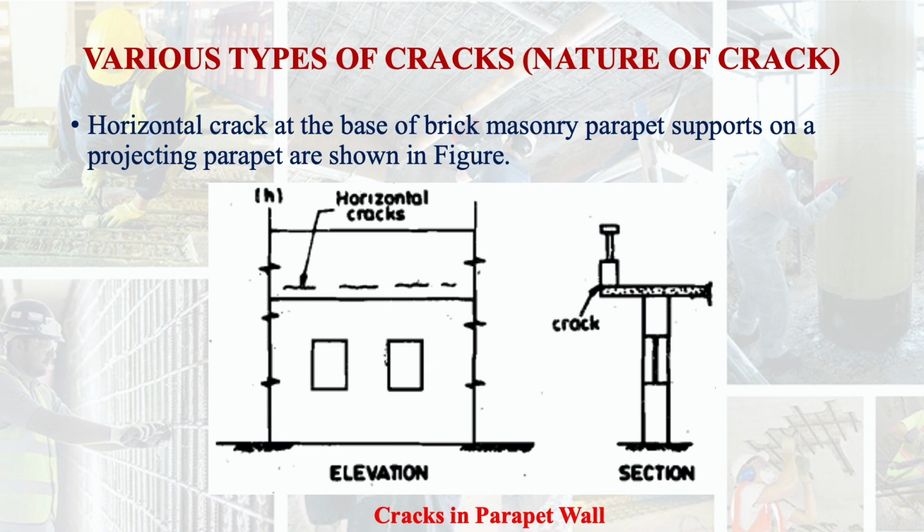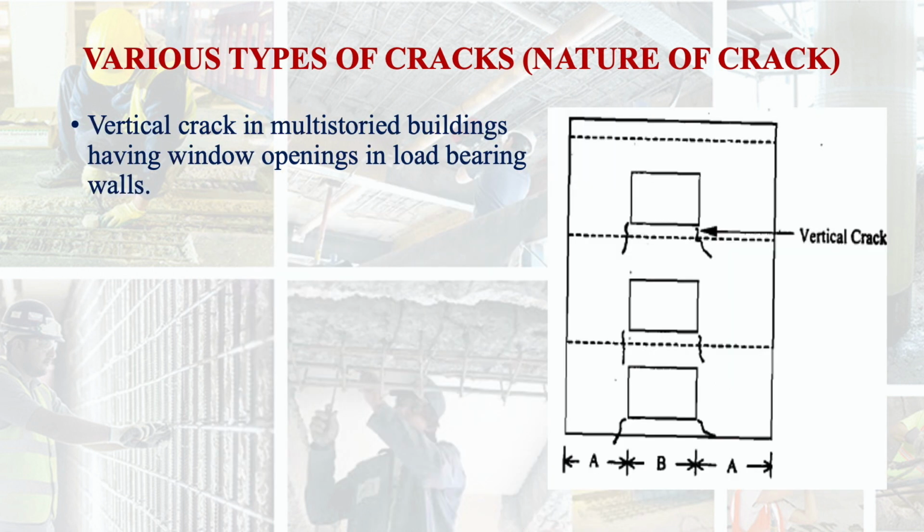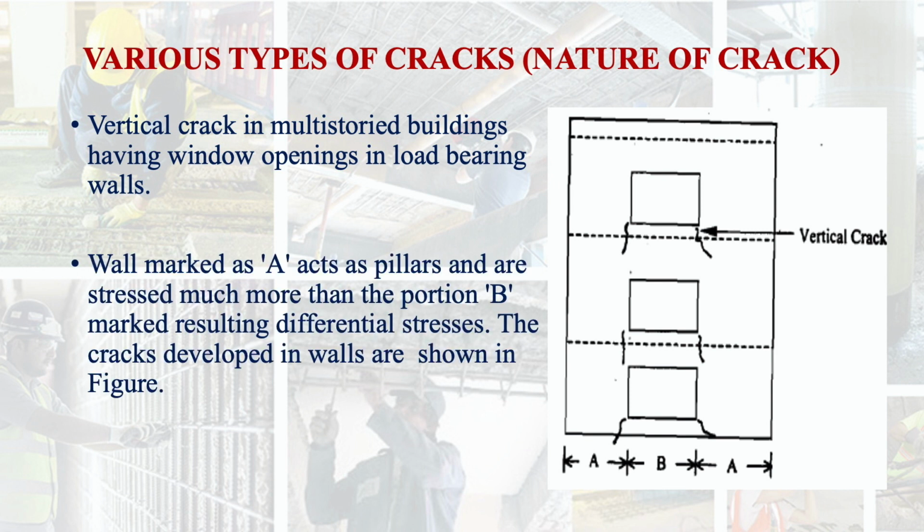You can see in the parapet, a horizontal crack in the bottom portion of the parapet is shown above the wall in the elevation you can see here. Vertical cracks in multi-story buildings having window openings in load-bearing walls. This is very common. Wall marked A on both the side portions of the middle portion. Here you see A is marked here.